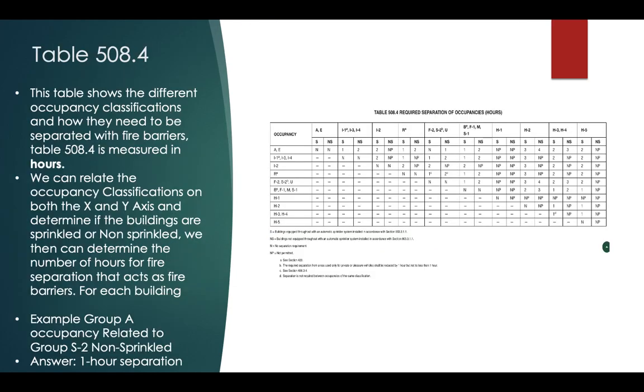So for table 508.4, the table helps show the different occupancy classifications and how they need to be separated with fire barriers. So this table 508.4 is measured in hours. And so we can relate the occupancy classifications on both the X and Y axis and determine if the buildings are sprinkled or non-sprinkled. We can then determine the number of hours for fire separation that acts as fire barriers for each building. So, for example, Group A, if we're trying to find Group A occupancy related to Group S2, non-sprinkled, if you look at the chart, it would take an hour of separation for that.